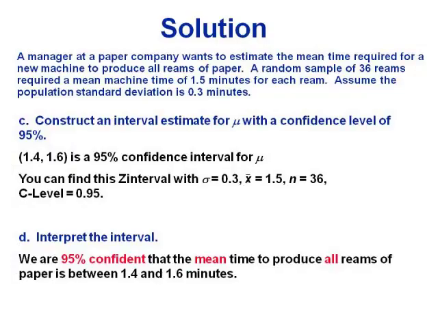Now let's look at a Z interval example. So this is slide 40 from 7.3. Manager of a paper company. We've got a sample of 36 reams, mean time for the sample of 1.5. We have a population standard deviation of 0.3, so we're dealing with a Z interval. So let's look at how to put that in.